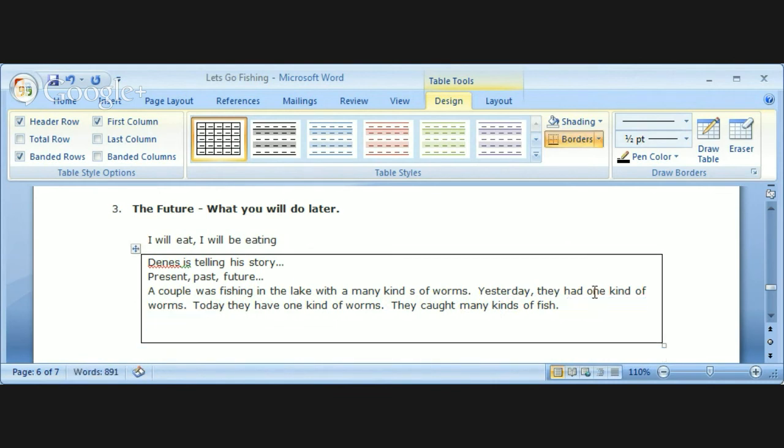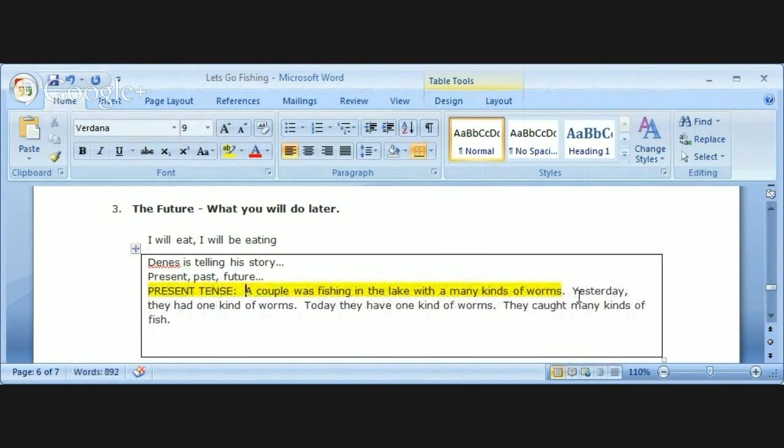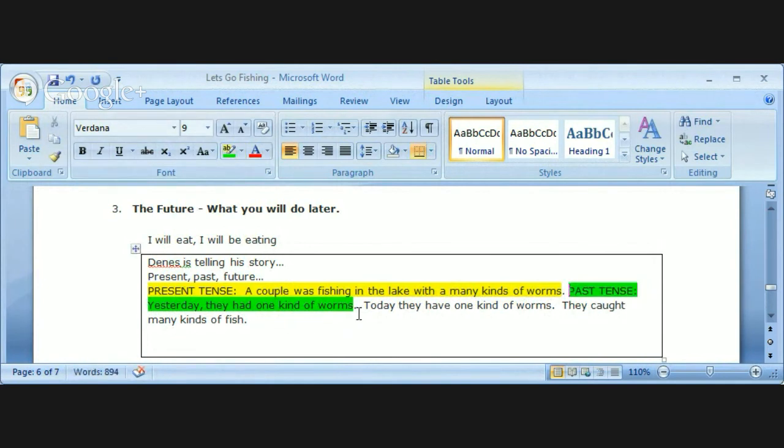So let's see. A couple was fishing on the lake with many kinds of worms. This is going to be present. Yesterday, they had one kind of worms. Okay, and this is past. And today, this is present. Today is present. Okay. The future.